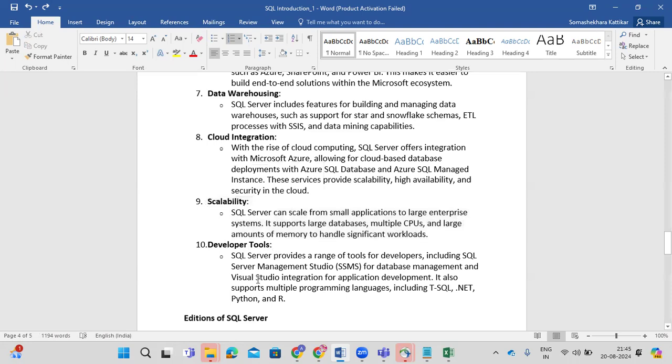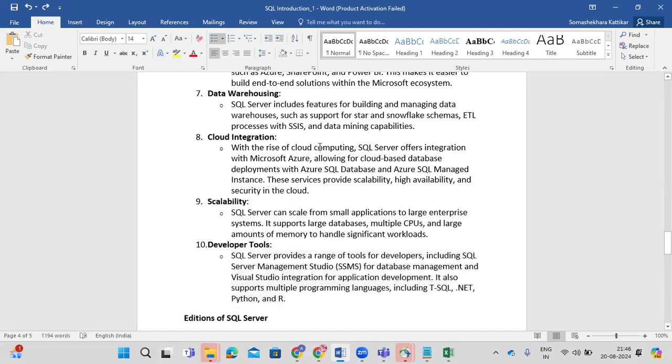Next, developer tools. This is one of the core tools in SQL Server, that is SSMS, SQL Server Management Studio, where you interact with SQL Server and work with it. That is the developer tool.